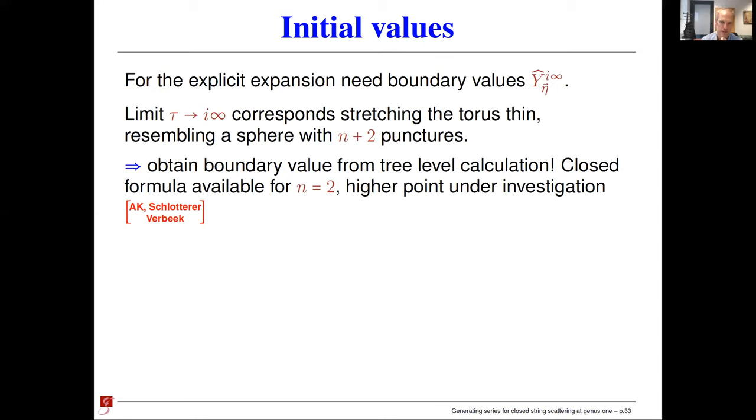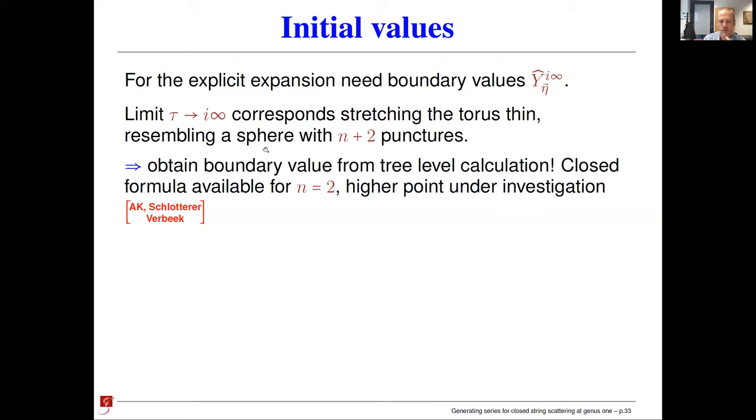One way of thinking about them, which is intuitive, is when you take the limit where tau goes to this boundary point, something is happening to the world sheet torus. What is happening is that it grows a very thin neck, or maybe not neck, a handle. And this you can think of as just taking a sphere and attaching a very thin handle to it. So it looks like a sphere with two extra punctures.